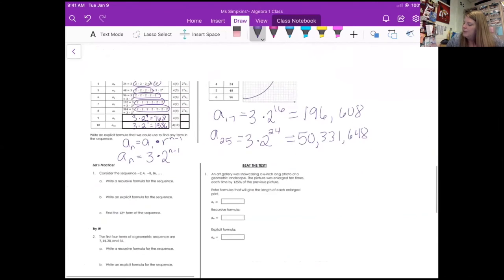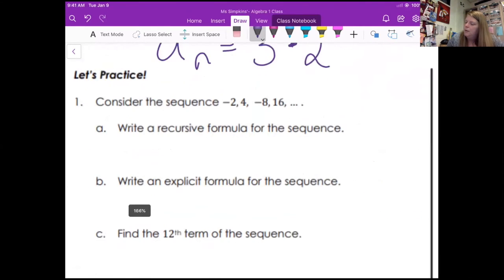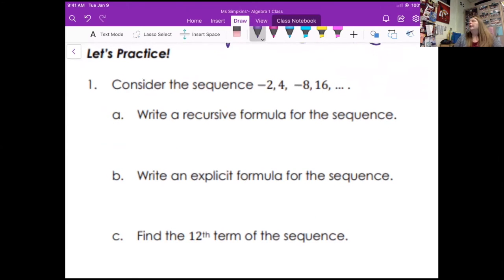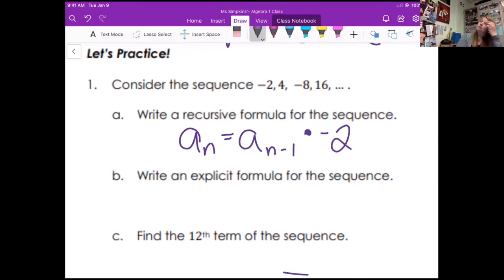All right, we'll look at the beat the test too, and then we're going to play a game after that. So this sequence says -2, 4, -8, 16. What are we multiplying by? -2. So if we're writing recursive, a_n equals the previous number times -2. And then for explicit, our first number is -2 times my ratio, which just coincidentally is also -2. And then my exponent is going to be n-1.